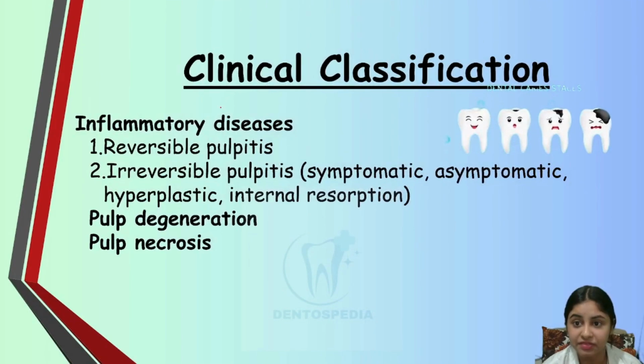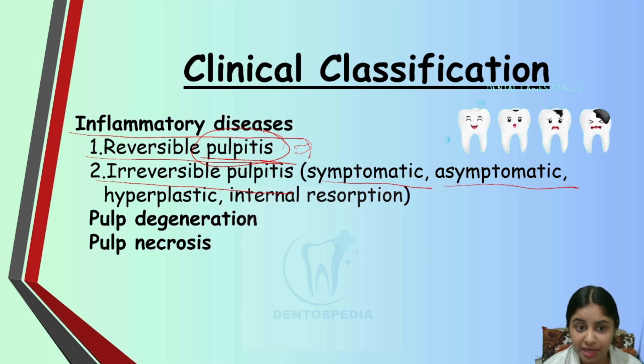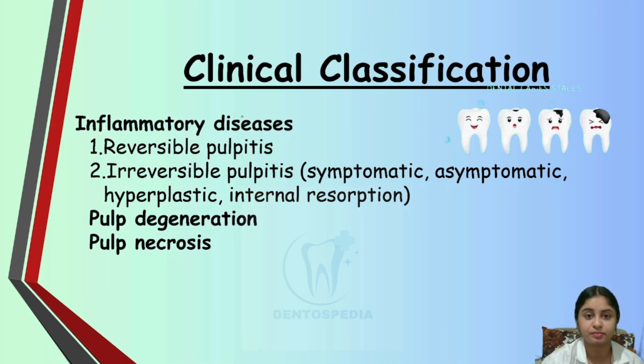Coming to the clinical classification of pulpitis, the term pulpitis means inflammation of the pulp. I hope you understand that. Inflammatory diseases include reversible pulpitis and irreversible pulpitis, symptomatic, asymptomatic, chronic hyperplastic, or internal resorption. Then there is pulp degeneration or calcification, and lastly there is pulp necrosis, that is pulp death.